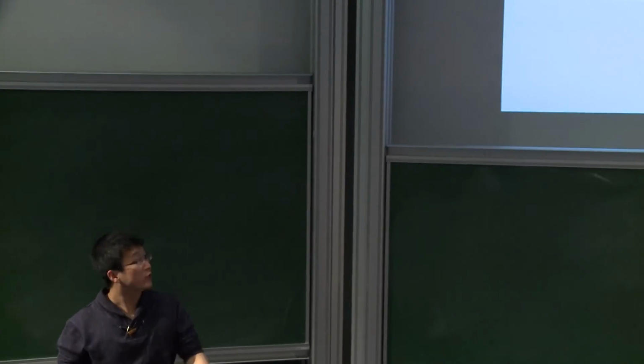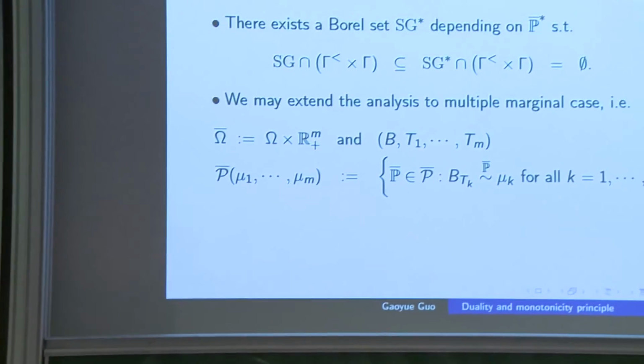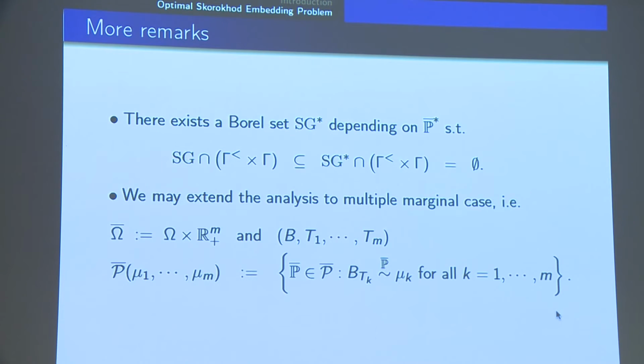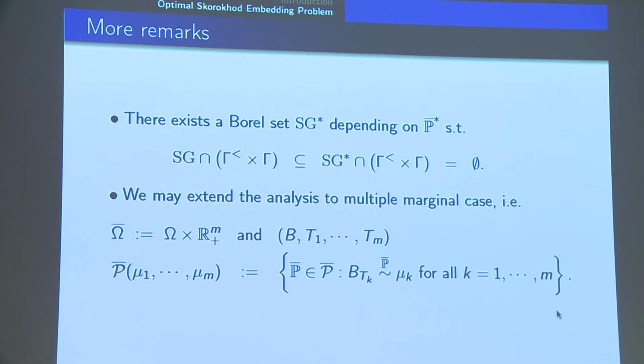Okay, to finish, I would like to make some comments. First, I claim that there exists another site, SG star, that depends on the optimizer, such that this inclusion holds. That's to say, we find some bigger site, SG star, than SJ, such that this intersection is empty.